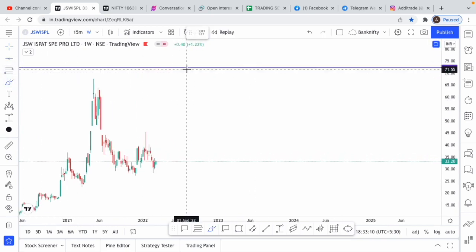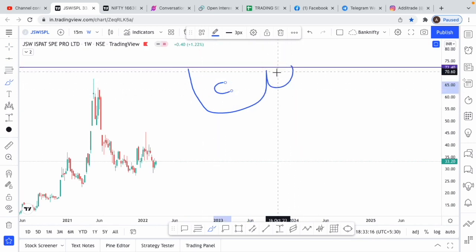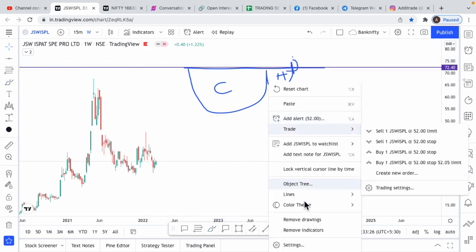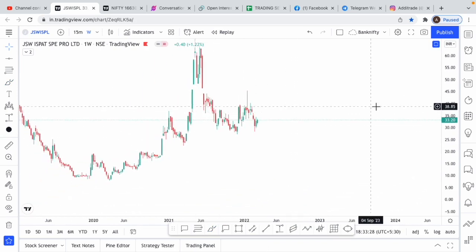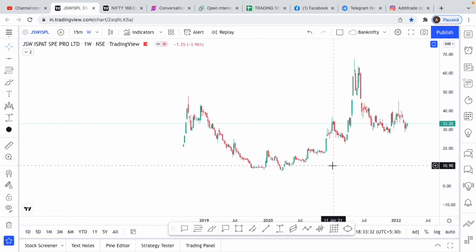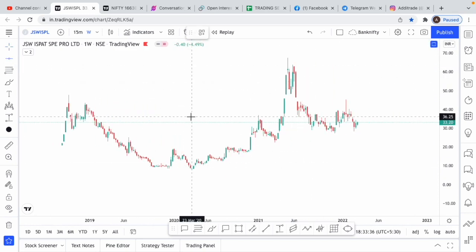Consider a cup and a small handle. So this is referred to as the cup part and this is referred to as the handle part, and this is again the neckline. Once this neckline is broken, we can enter. This is a very high probability chart pattern that we'll see on stocks and even indices, but on a weekly or a monthly time frame.